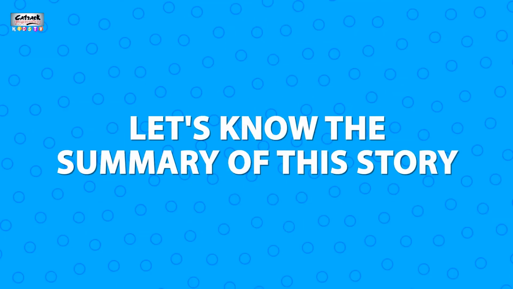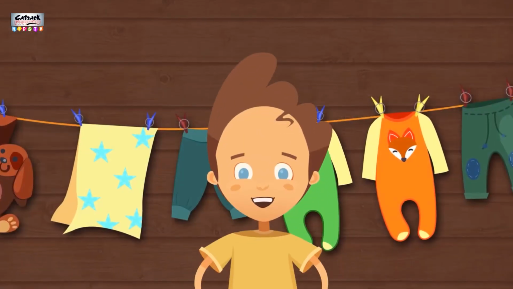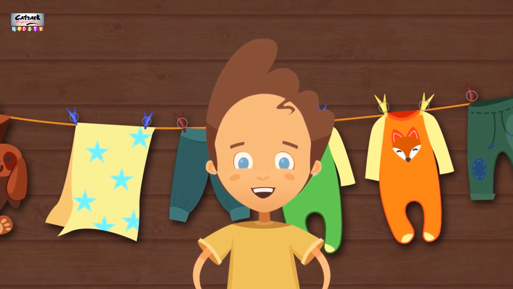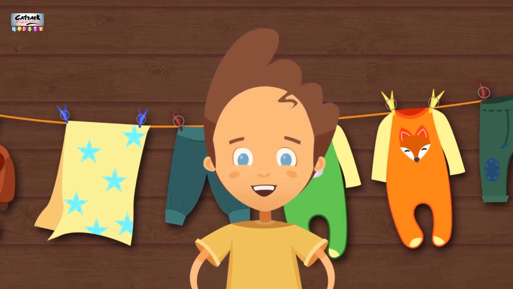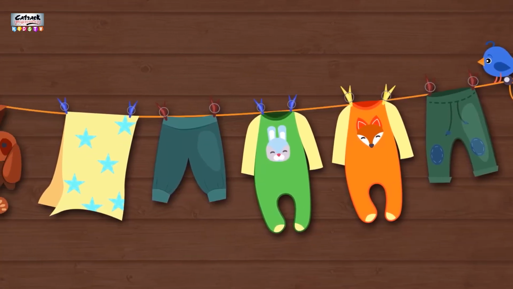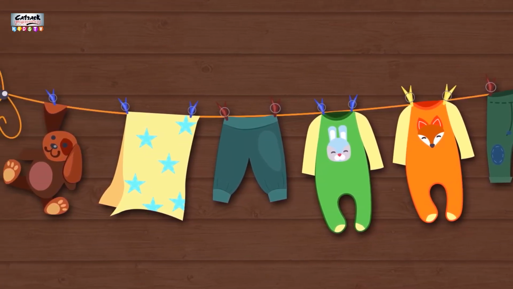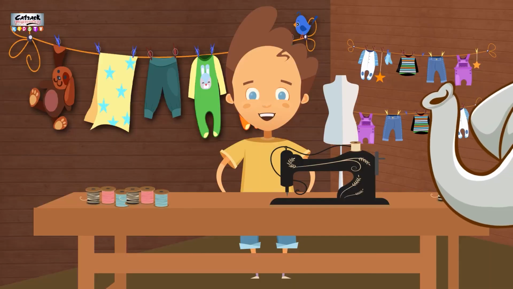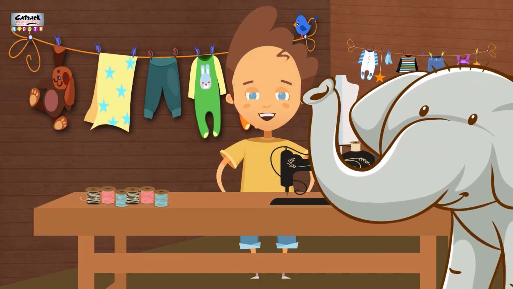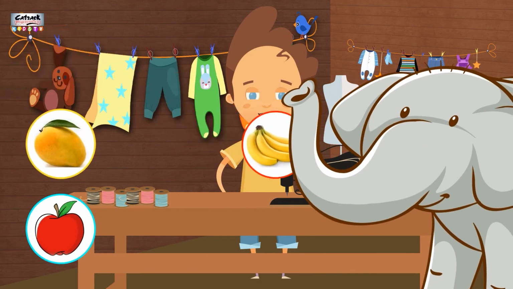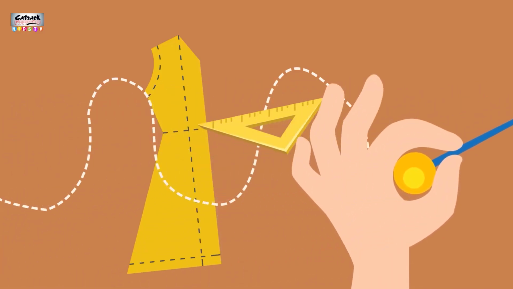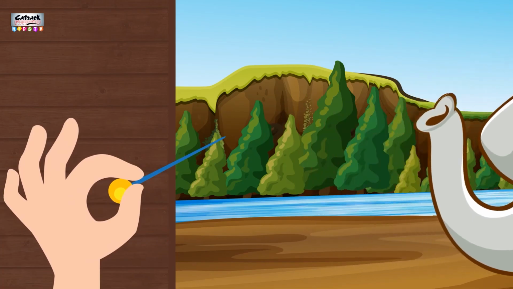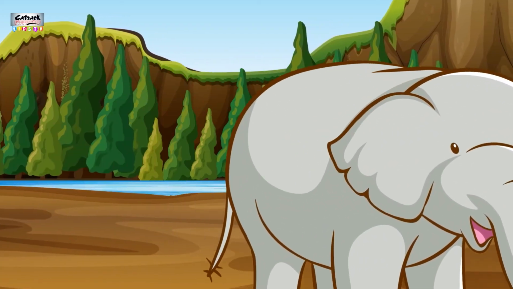Let's know the summary of this story. This is the story of a tailor named Kalu and his friend Apu, an elephant. Kalu used to make colorful pants and shirts for children. Whenever Apu came to his shop, he always used to give him something to eat. One day, Kalu pricked a needle in Apu's trunk playfully. Apu went away in anger.